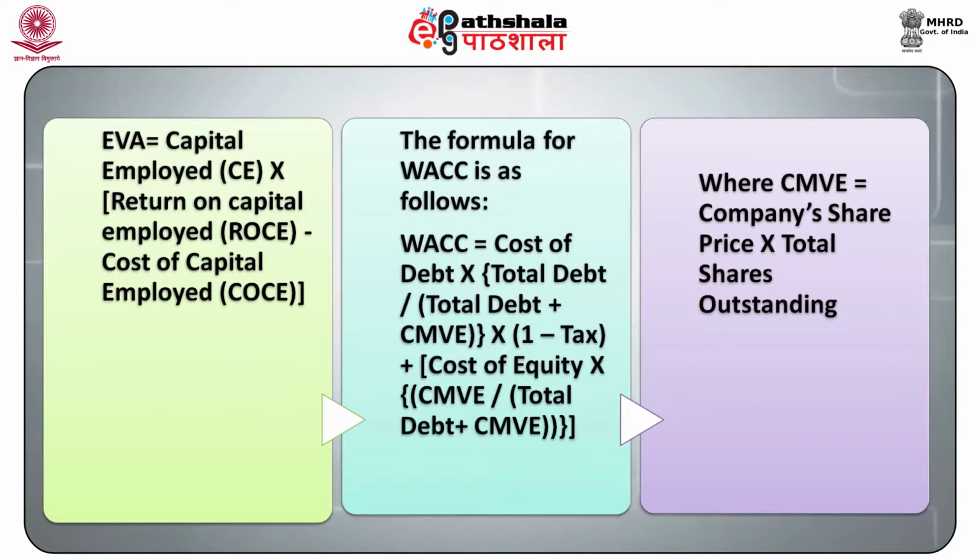WACC is equal to cost of debt multiplied by total debt divided by total debt plus CMVE, multiplied by 1 minus tax, plus cost of equity multiplied by CMVE divided by total debt plus CMVE, where CMVE stands for company's market value of equity, which is share price multiplied by total shares outstanding.